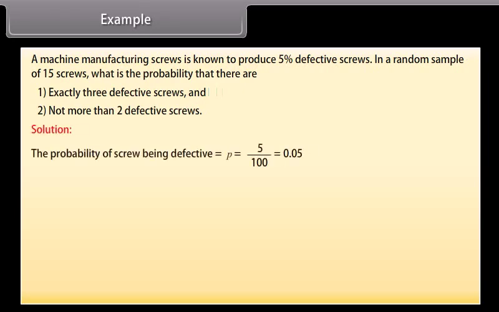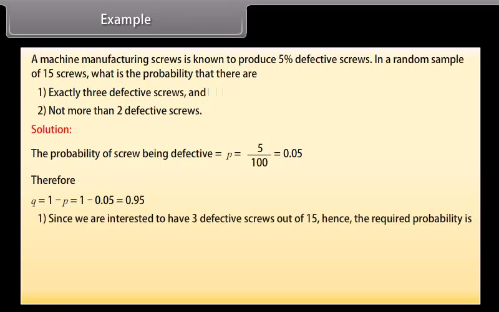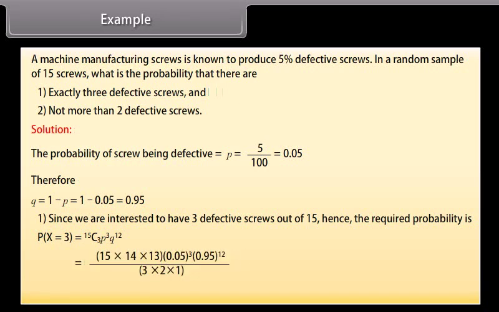Solution: the probability of a screw being defective is P is equal to 5 by 100 is equal to 0.05. Therefore, Q is equal to 1 minus P is equal to 1 minus 0.05 is equal to 0.95. 1. Since we are interested in 3 defective screws out of 15, the required probability is 15C3 into P raised to the power 3 into Q raised to the power 12 is equal to 15 into 14 into 13 into 0.05 raised to the power 3 into 0.95 raised to the power 12 by 3 into 2 into 1 is equal to 0.03.